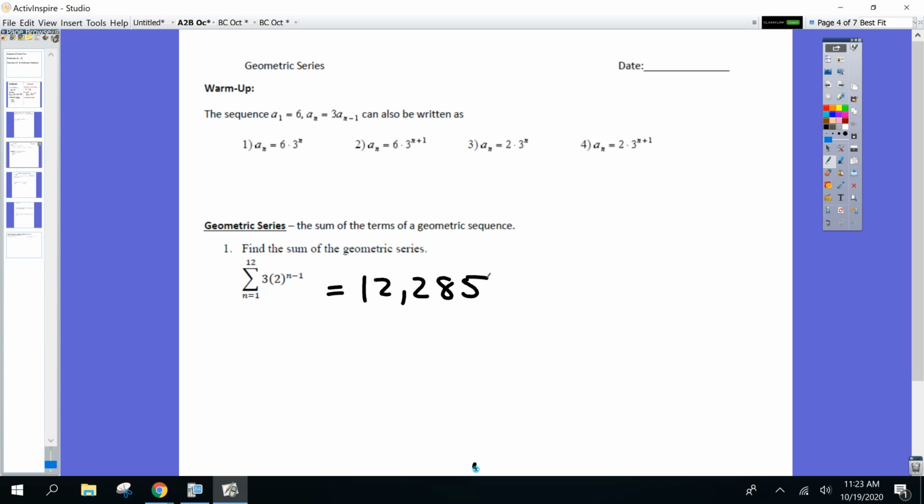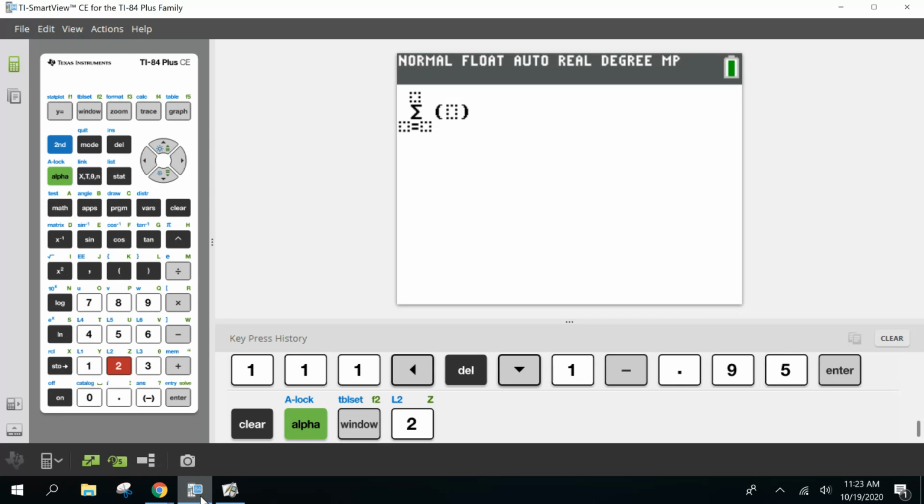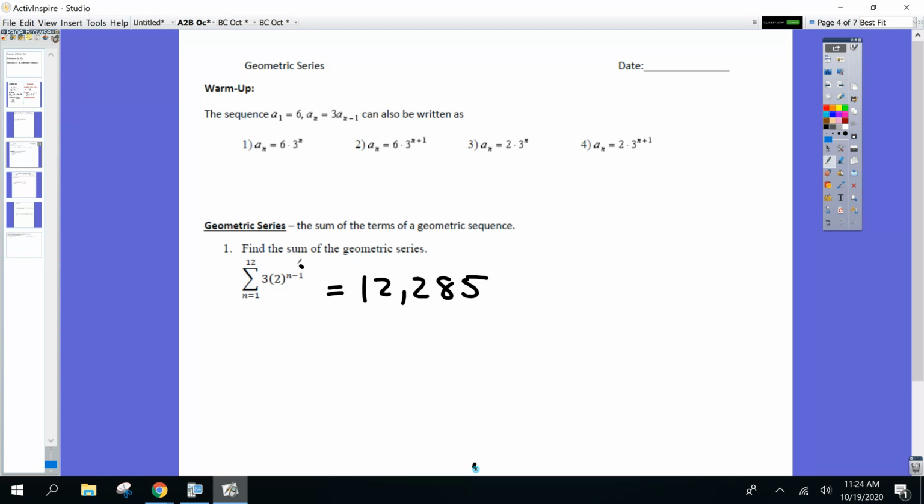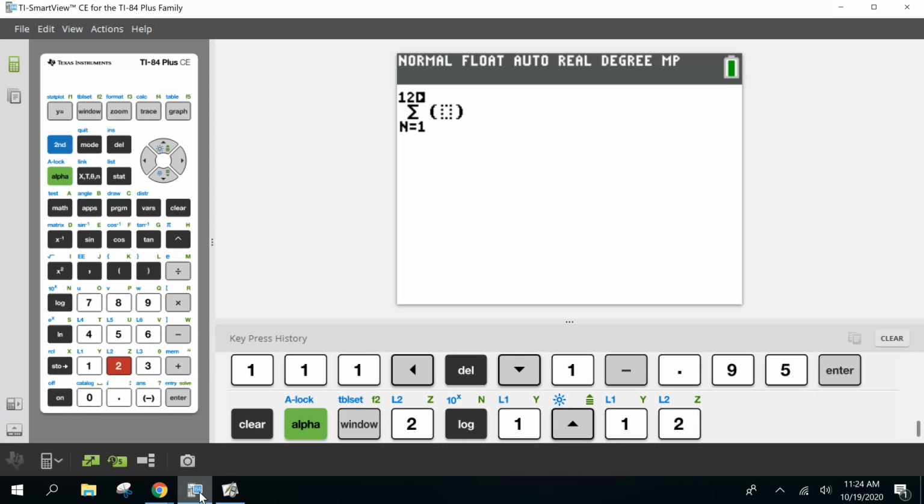Okay, if you didn't, here's why. Watch. Let me just start off. N equals 1. That's no big deal. What was it up to? 12. Do you see the parenthesis your calculator gives you when you pull the sigma up? This entire thing needs to fit into that parenthesis. See what I mean? That entire thing.